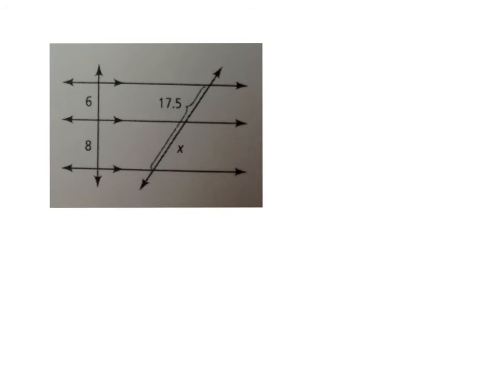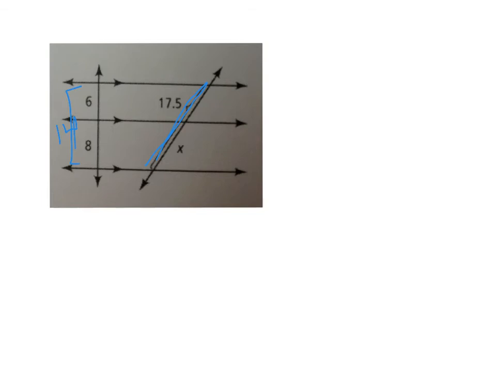Same idea on this problem, except we need to realize that 17.5 is referring to the entire length of both of those pieces added together. So in order to make our life easy, let's find the entire length of the left side and add both of those pieces together. 6 plus 8 gives us 14.